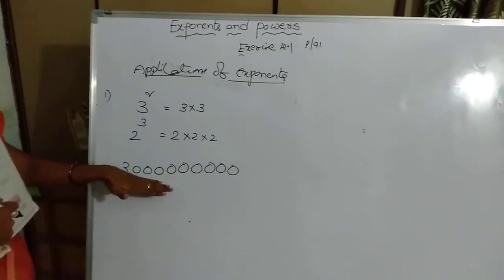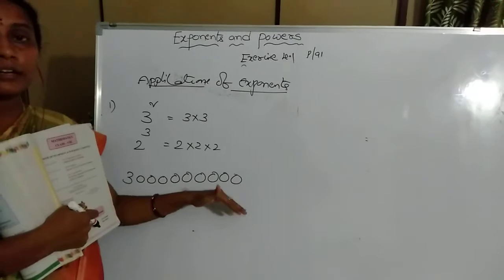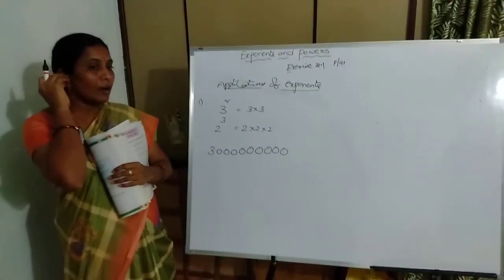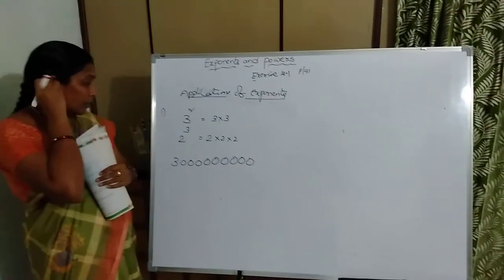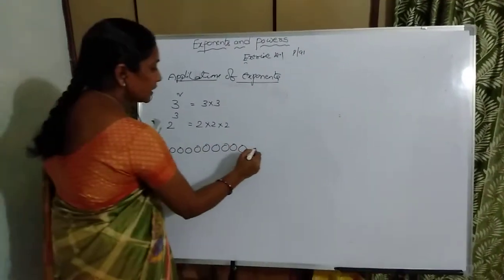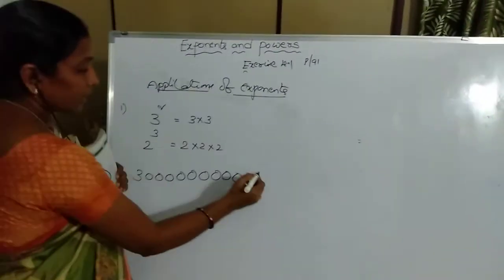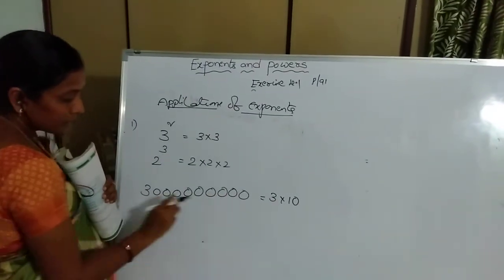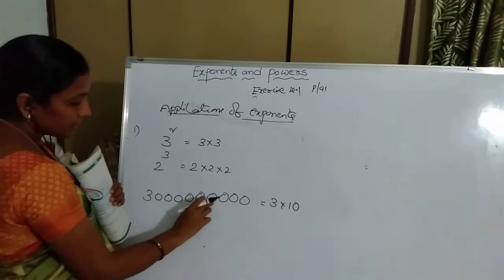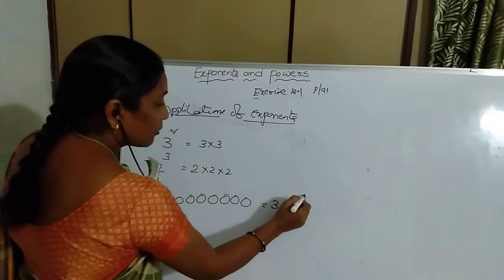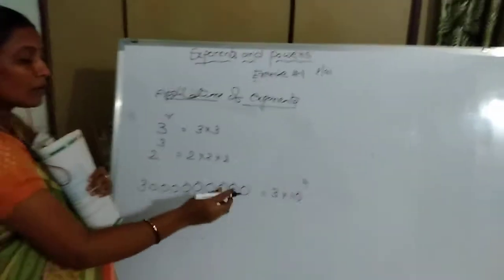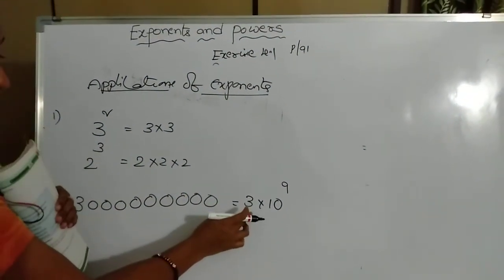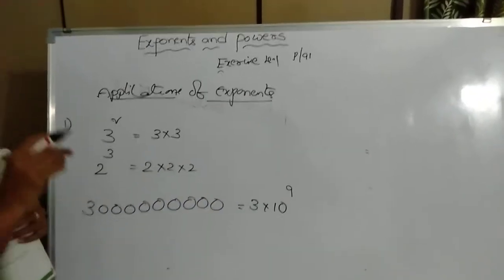But some numbers, like this one, 3 followed by certain zeros, are very difficult to read and write. These are very large numbers. For such large numbers, we write them in exponential form by using powers of 10. 3 is followed by how many zeros? 1, 2, 3, 4, 5, 6, 7, 8, 9. So 3 is followed by 9 zeros. We can express it as 3 into 10 to the power 9. This large number can be written in the exponential form, and it is very easy to read and write.